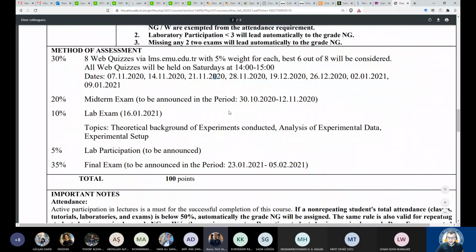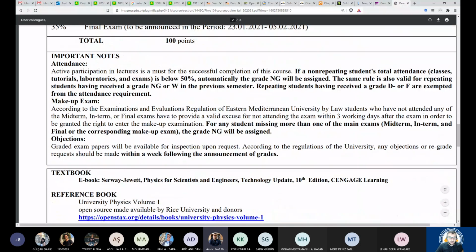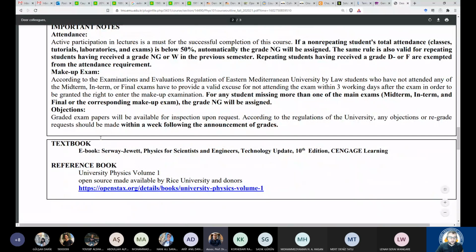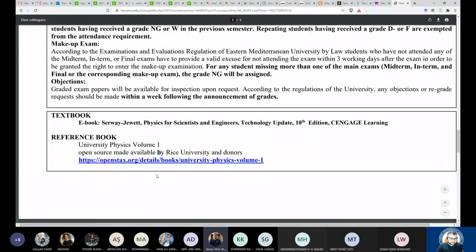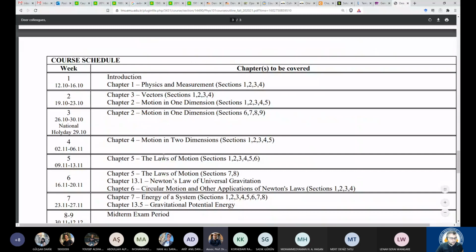midterm exam week will also be at the beginning of November. And then you can also find information about the attendance, and the textbook and reference book. And you can see the chapters that we are going to study. So next week we will study vectors.